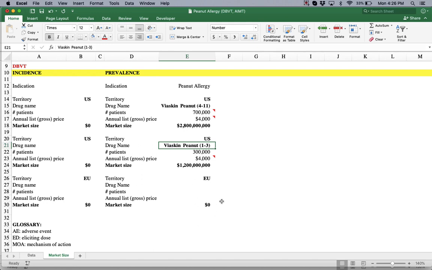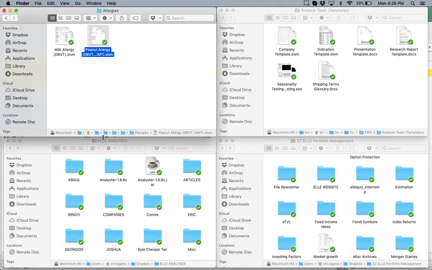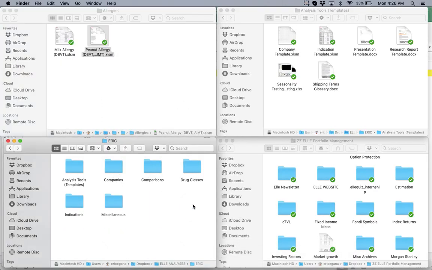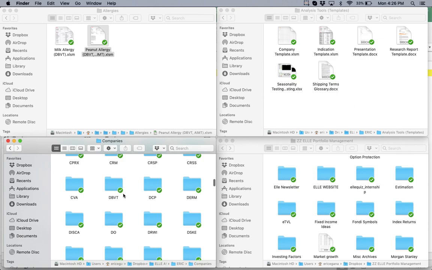So once you've done all of this for all your potential territories, and for this, we're just going to calculate the US sales estimate. So then we go into our DBVT file. So let's open up that file here.